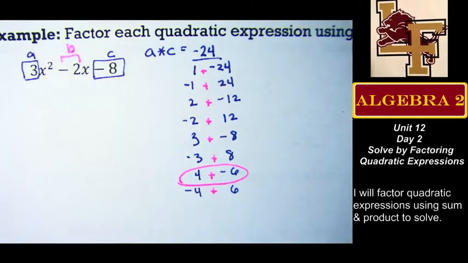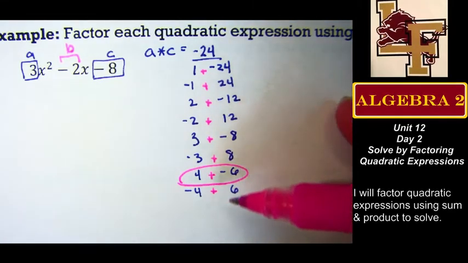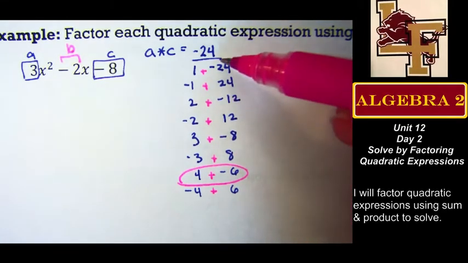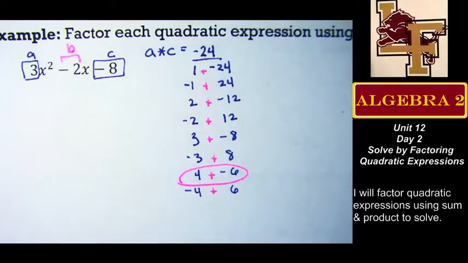Question coming in from the live stream, where am I getting these numbers? These are the factor pairs, the numbers you have to multiply together to get to negative 24. Thank you for the question from the live stream.